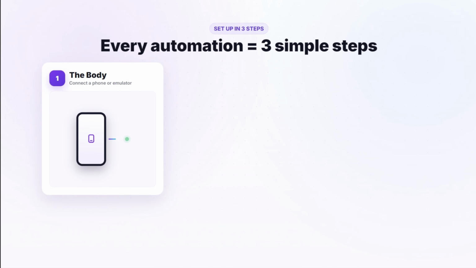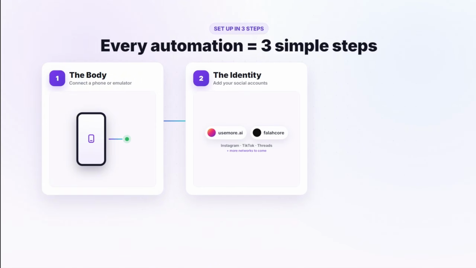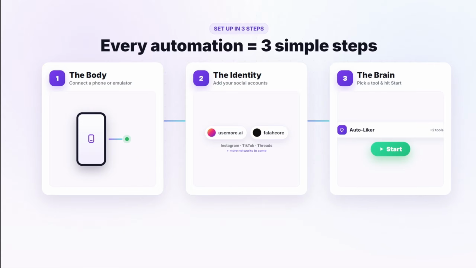Getting started takes 3 steps. First, the body. Connect a real phone or emulator. That's what does the actual work on screen. Second, the identity. Add your accounts. SMTasker needs to know where to act.